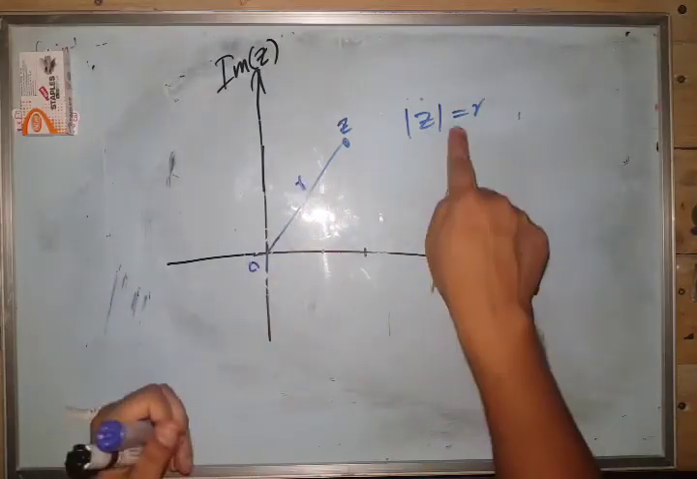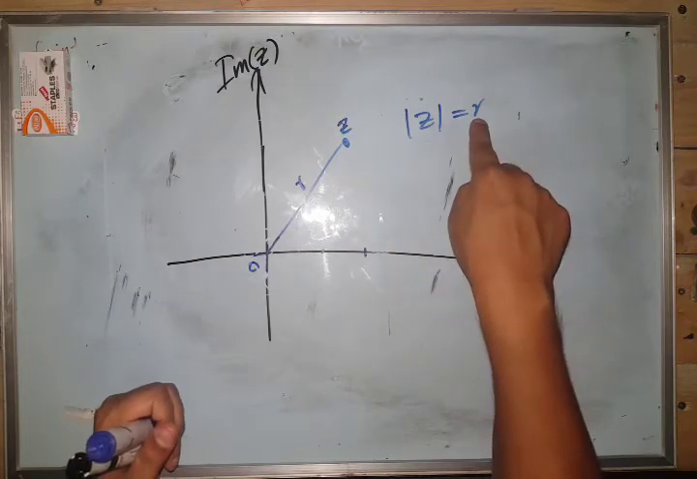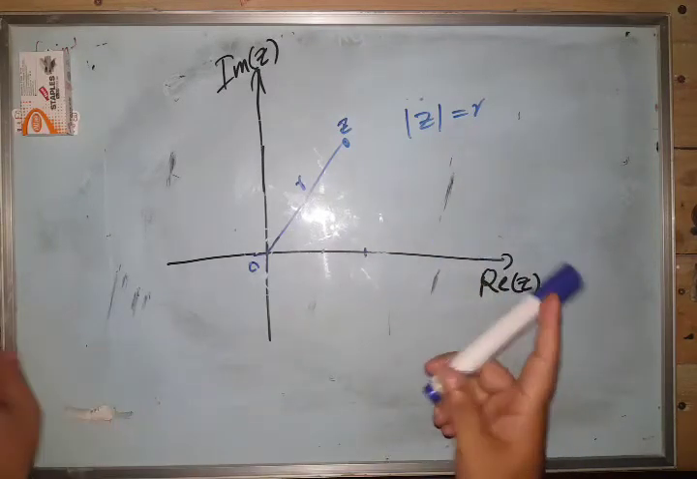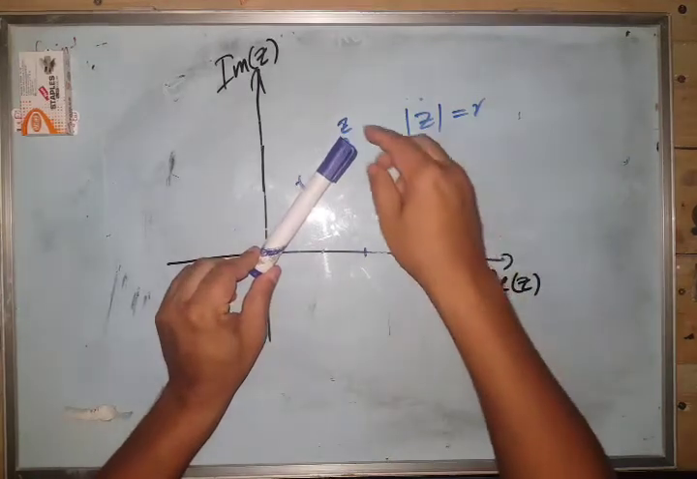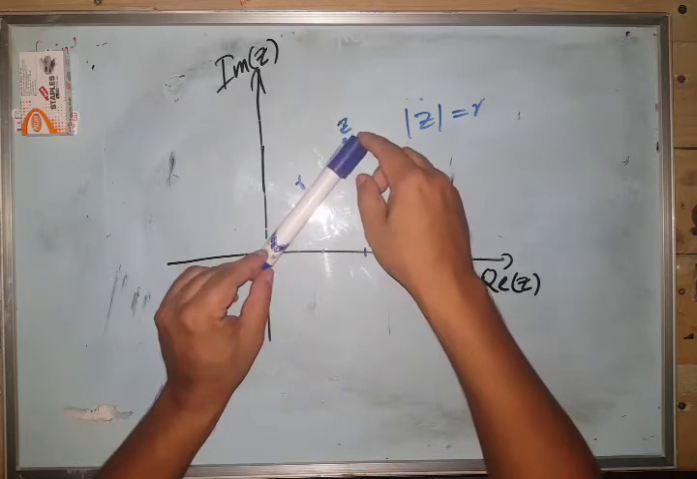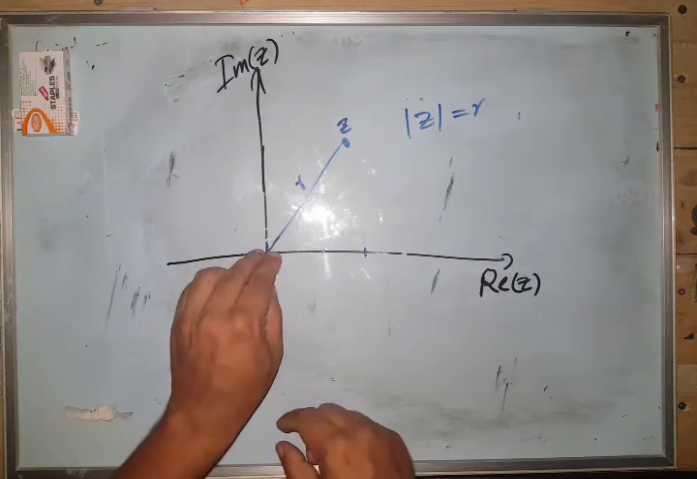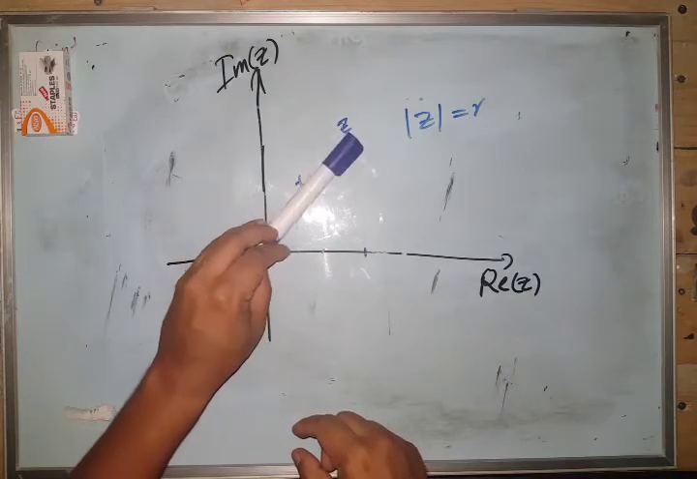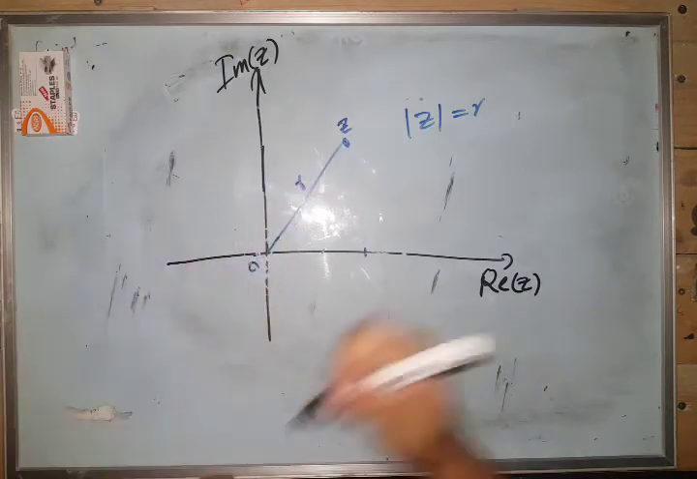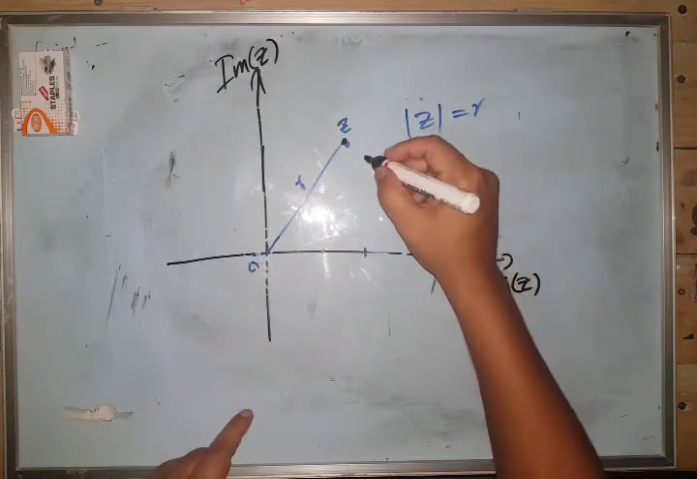So if you are to find z whose modulus is equal to r, which means you have to find a complex number such that its modulus is always r, how many choices are there? There are infinite possibilities. So if you find a point here, yes, it will satisfy.